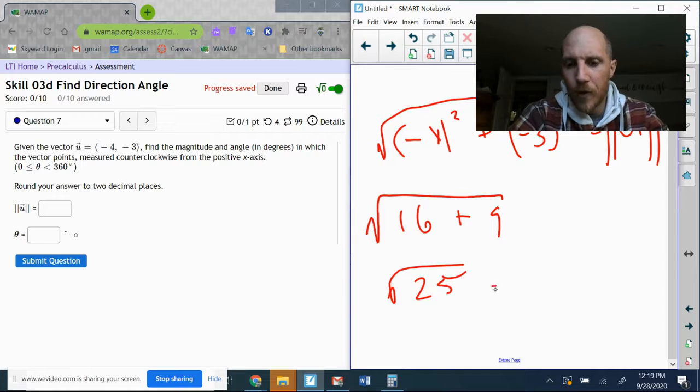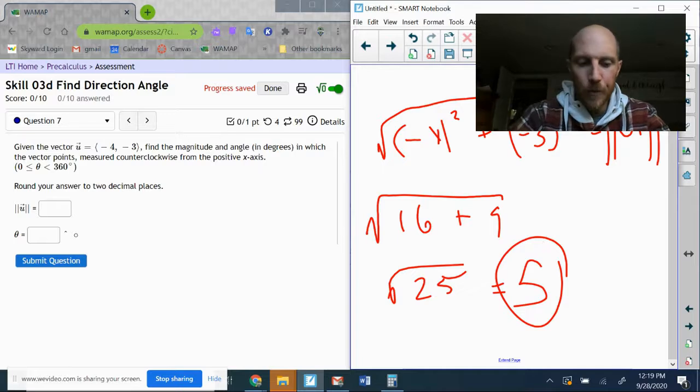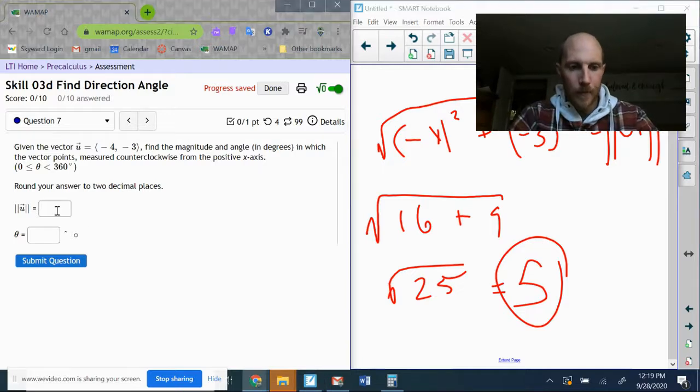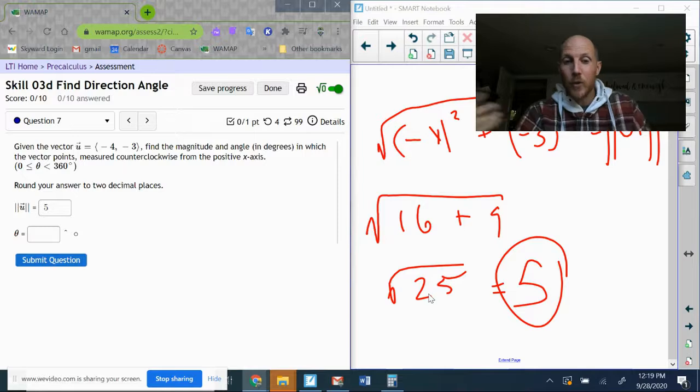Square root of 25 is 5. You might have recognized this as a Pythagorean triple, 3, 4, 5. Okay, there's my magnitude. 5 goes in there. Don't hit submit yet because we still need to get this other answer. I do not need to use a radical form because the answer is exactly 5. You could type radical 25, but don't, because the square root of 25 equals 5. Just type 5.